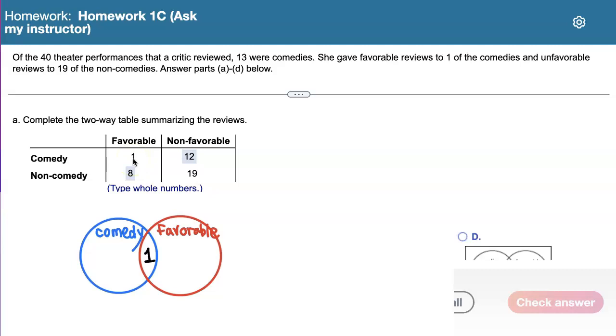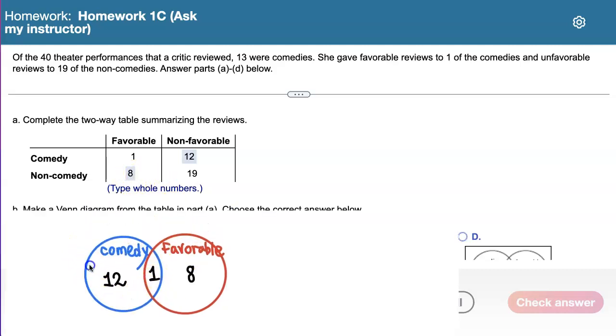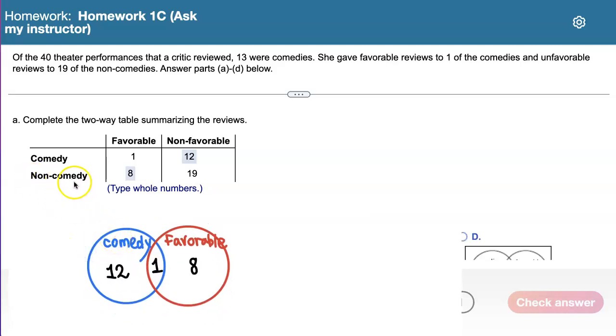Now the rest of the comedies got non-favorable. So let's put that 12 right here. So together 1 plus 12 will give us 13 comedies total. Let's go to the other favorable movies. So looking at this column favorable, remember we used that number 1 already, right? So let's go ahead and put the other number 8 here and let's talk about this. So these are the 8 movies that received favorable reviews, but they are outside the comedy set, right? They're not inside the comedy set, so they must be non-comedy, okay?